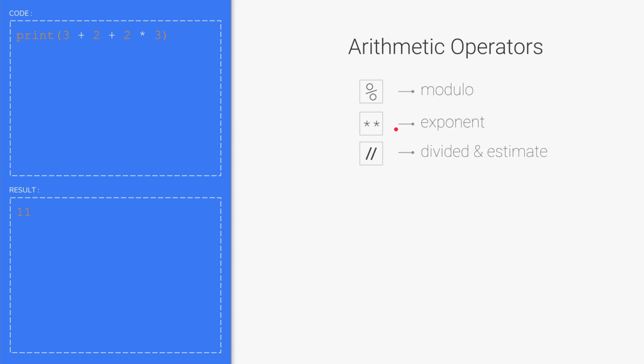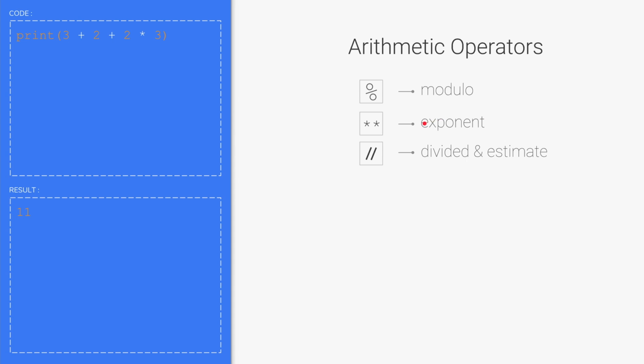So now let's look at the three other arithmetic operators there are in Python. So there's the modulo, the exponent, and the divide and estimate. The modulo is notated by the percentage symbol, which is done through the shift and the 5 number key. So if you press your shift key and the number 5 key on your keyboard, you'll get the percentage symbol.